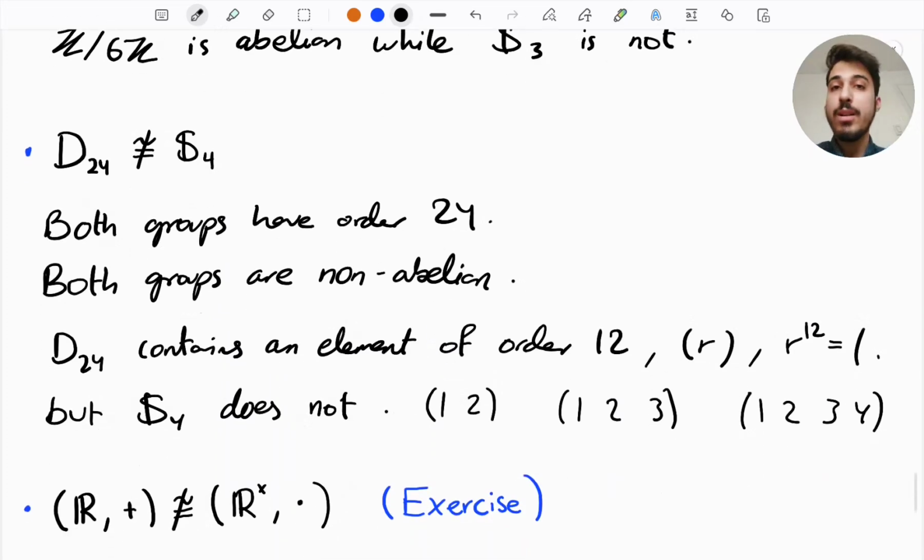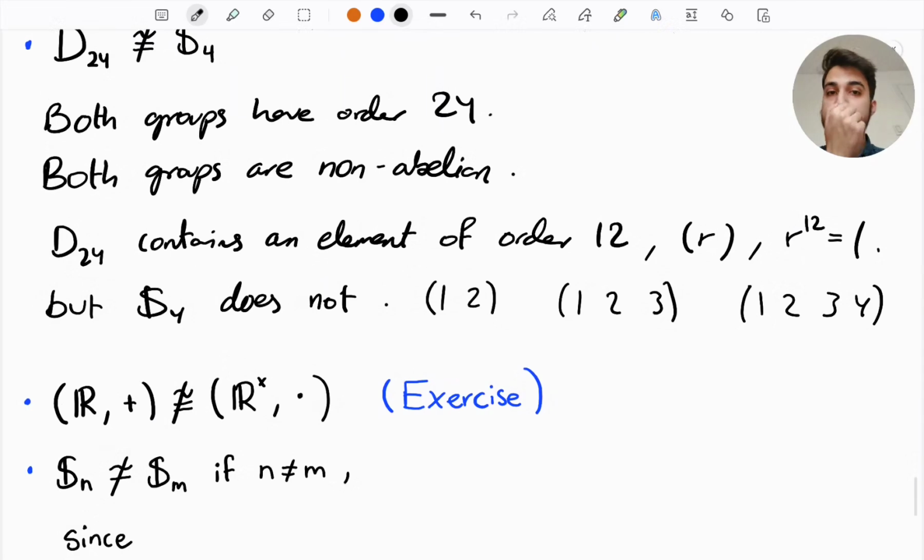Another example of a non-isomorphism is left as an exercise, which says that the additive group of real numbers is not isomorphic to the multiplicative group of real numbers. So I invite you to revisit the proposition and use one of these results to say that these two groups are non-isomorphic. Hint, it's part 3.